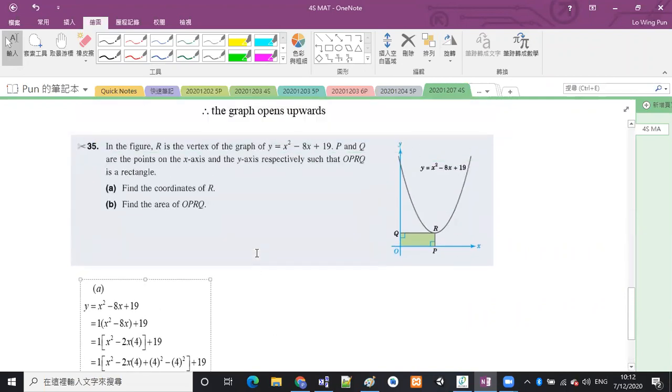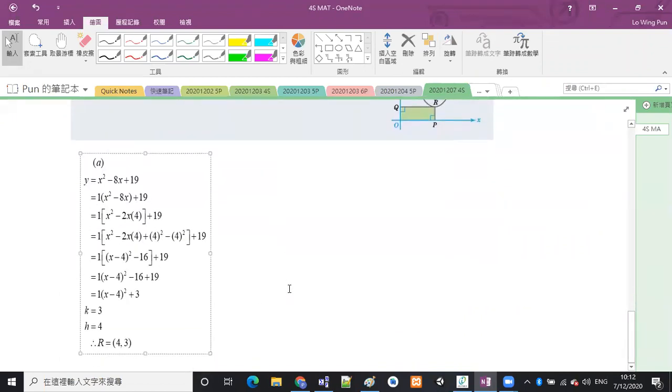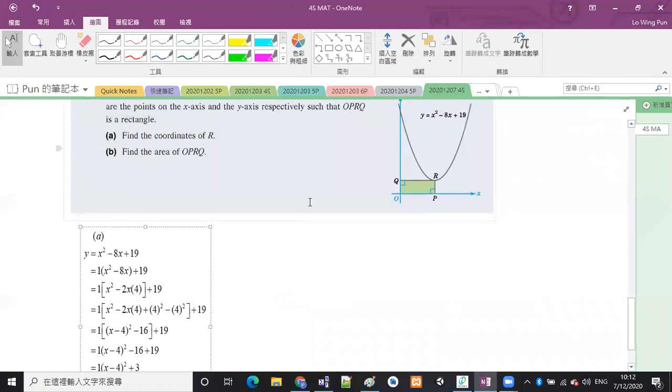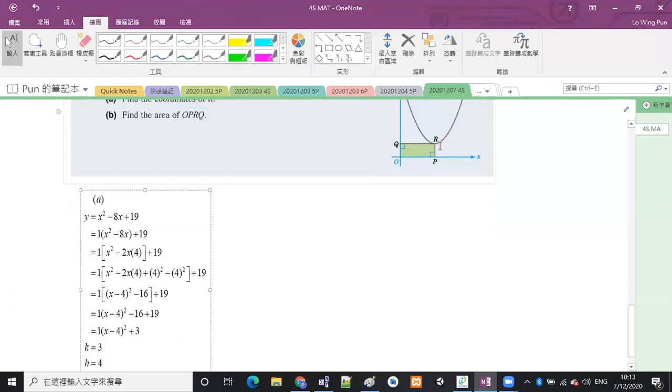Next one. Part B. Find the area of OPRQ. Well, actually, this one is very, very easy because we have already obtained all the necessary information to find the area of the rectangle. The area of the rectangle is just length times width. That is OP times OQ, or OP times PR, right? But we have already found the coordinates of point R, which is (4, 3).